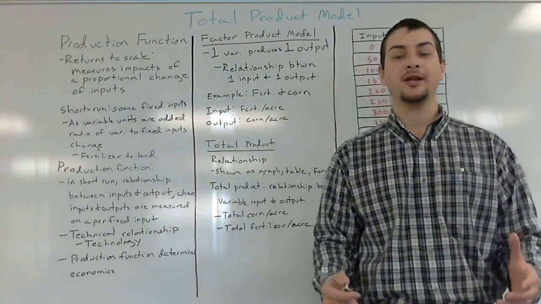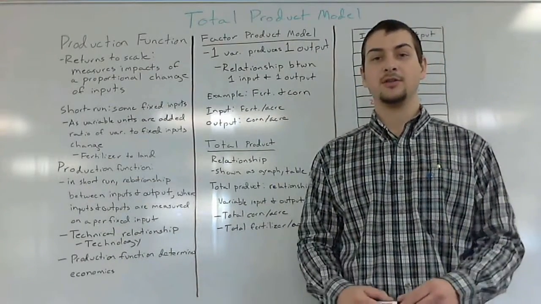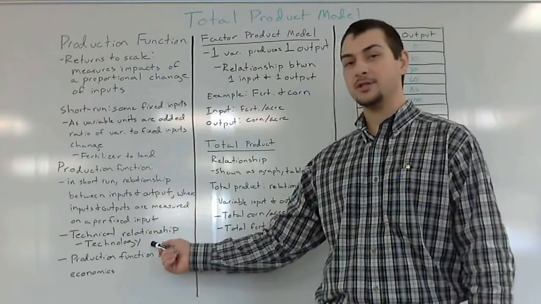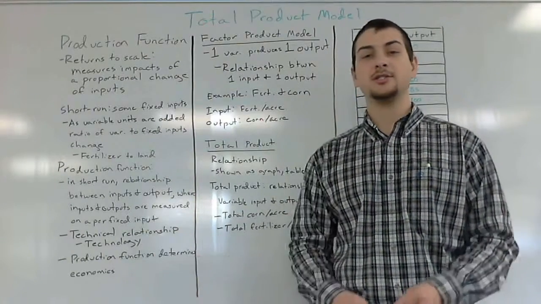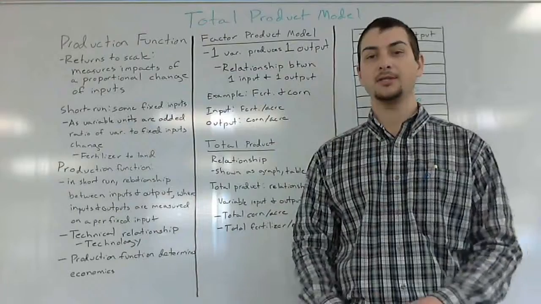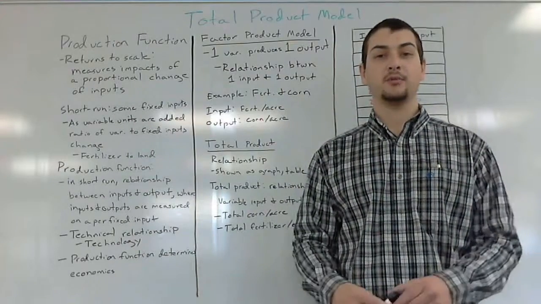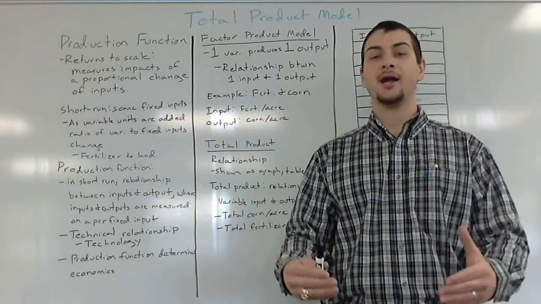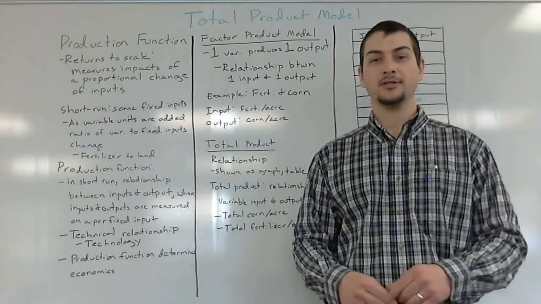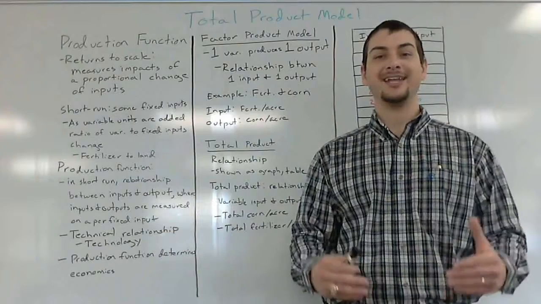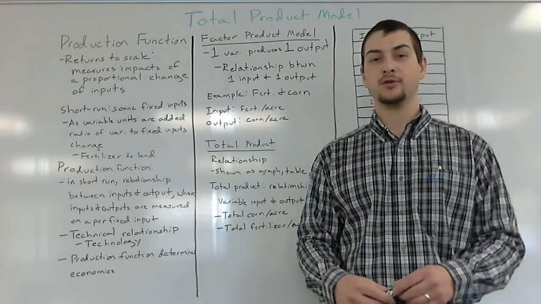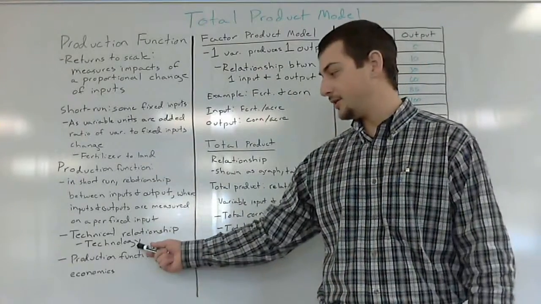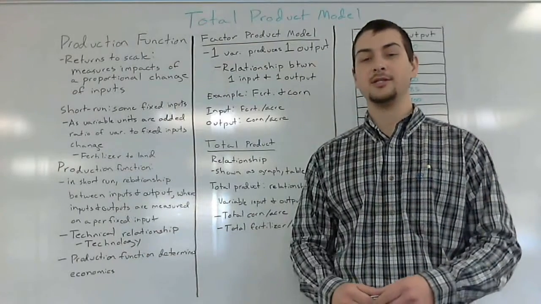And what we've come to find out about this production function, it is a technical relationship. And this technical relationship is often driven by technology. So as technology improves, or let's say fertilizer improves, we wind up having a higher yield with less amount of fertilizer, or something of that nature. And that defines this production function relationship. Technology is defining the production function relationship.